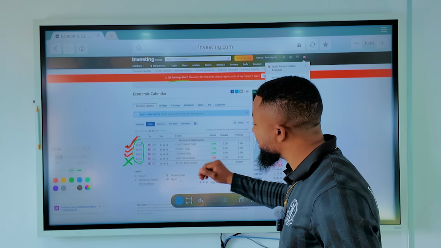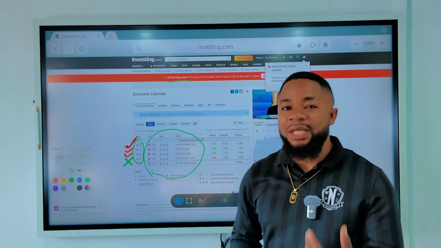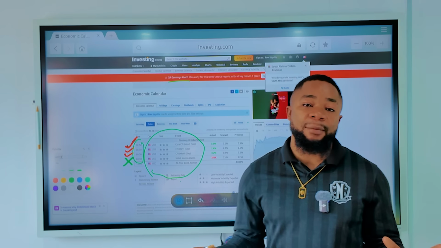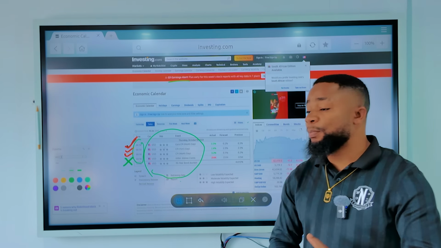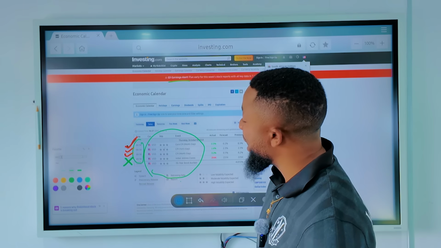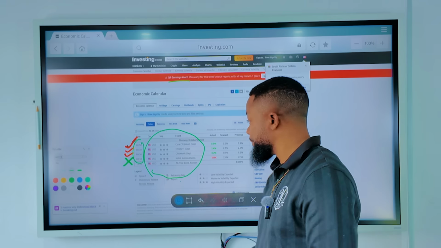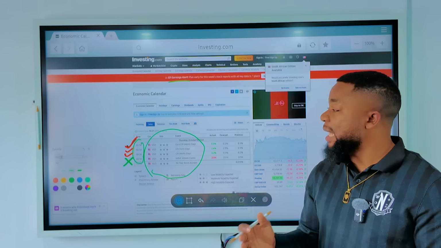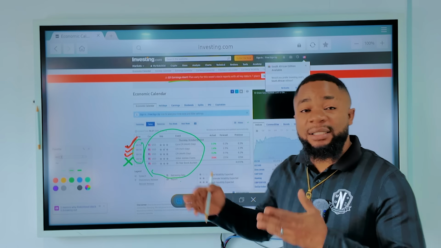Before this news, I immediately saw this phenomenon based on my 10 years of experience. I went on Instagram and was like, boys, let's stay away from the market before the news is released. Don't try to predict if it's going to go up or down, bullish or bearish. Stay out of the market until the news is released, because I saw this coming.